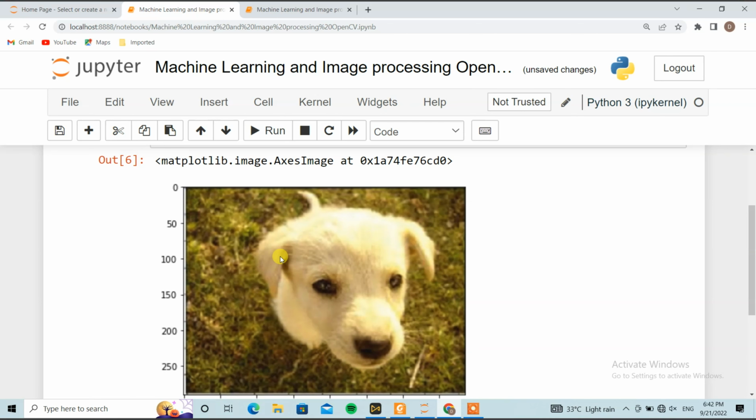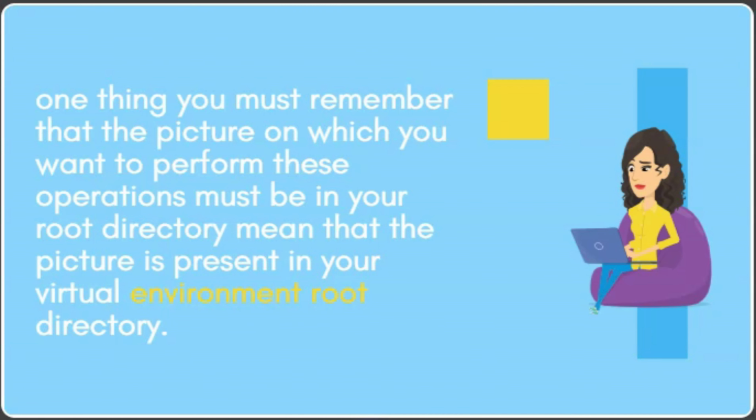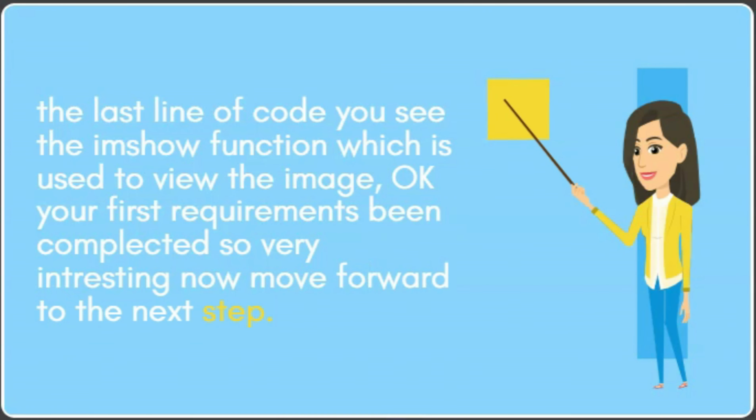One thing you must remember is that the picture on which you want to perform these operations must be in your root directory, meaning that the picture is present in your virtual environment root directory. In the last line of code you see the imshow function, which is used to view the image. Okay, your first requirement has been completed, so very interesting. Now move forward to the next step.